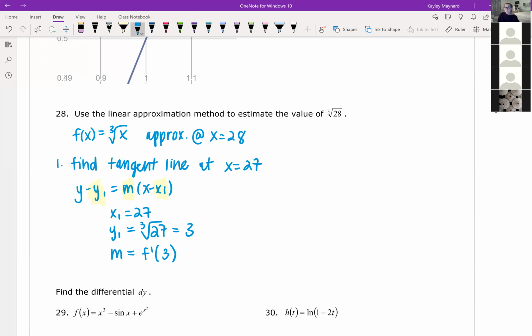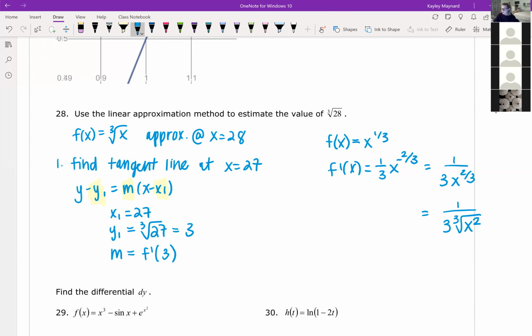Lastly, we need to find m, which is the derivative at x1, which is 3. But first, we should actually find the derivative because we don't know that. So I'm going to do that off to the side. So f of x is equal to the cube root of x, which is also x to the 1/3, which makes f prime of x equal to 1/3 x to the negative 2/3, which is also 1 over 3 x to the 2/3, which is also the same as 1 over 3 cube root of x squared.